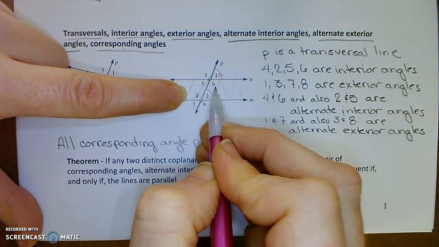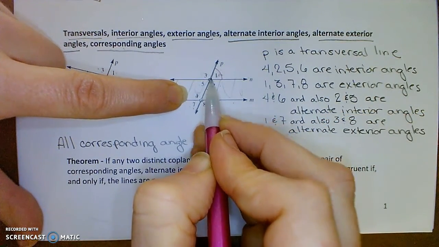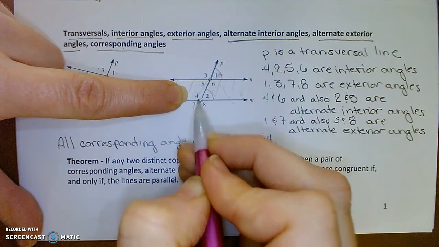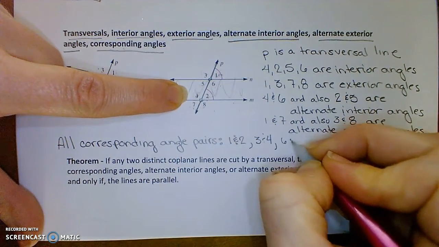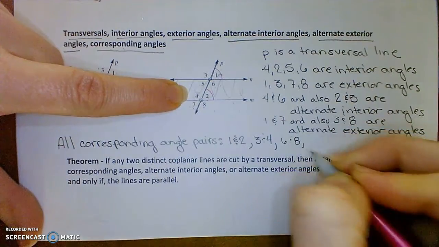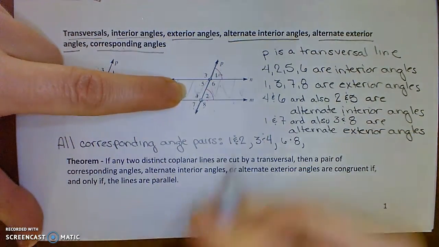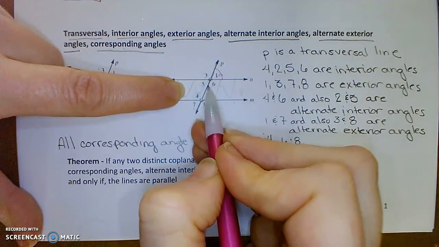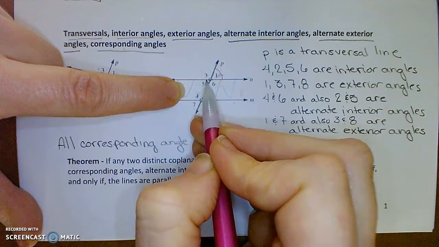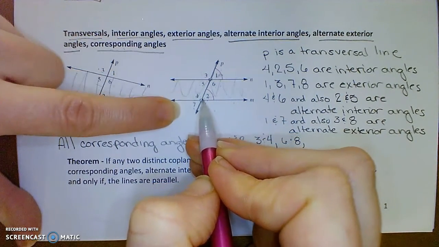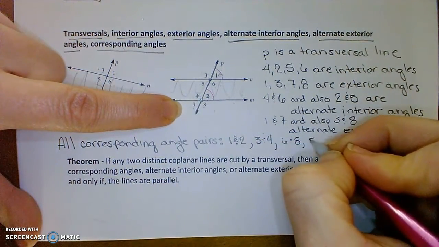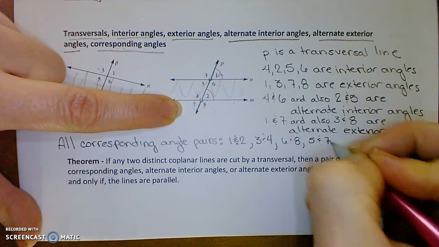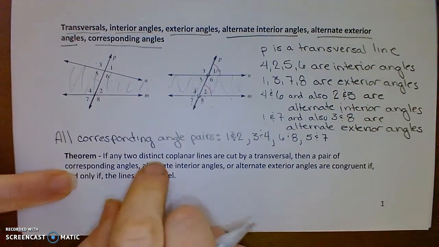Let's look at angle number 6, which is in the bottom right position from this intersection point. By the other intersection point, bottom right, there's angle 8. So 6 and 8 are corresponding angles. And find the bottom left position here. That's angle 5. From the point of view of the other intersection point, bottom left is angle 7. So 5 and 7. All right.